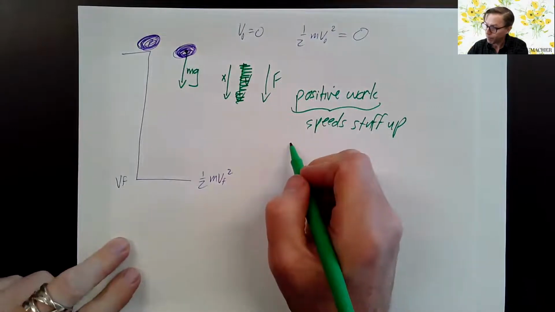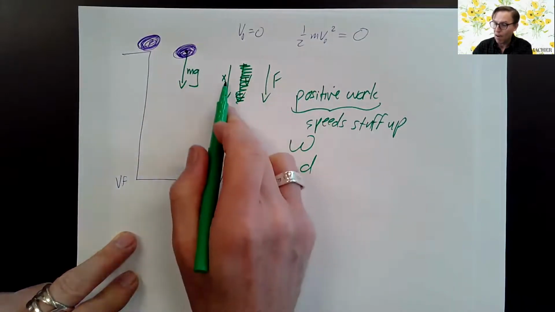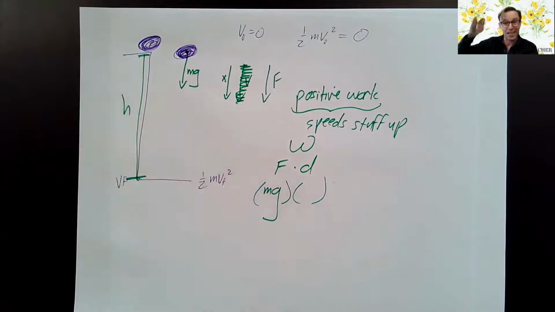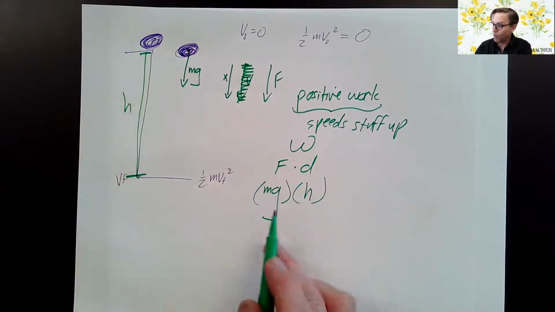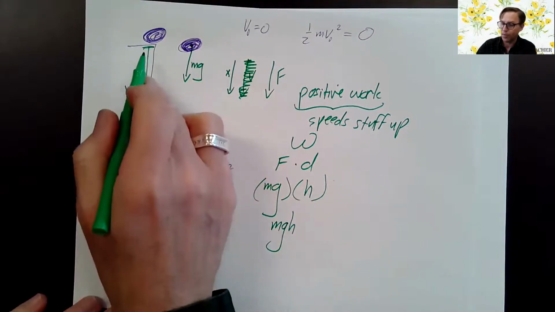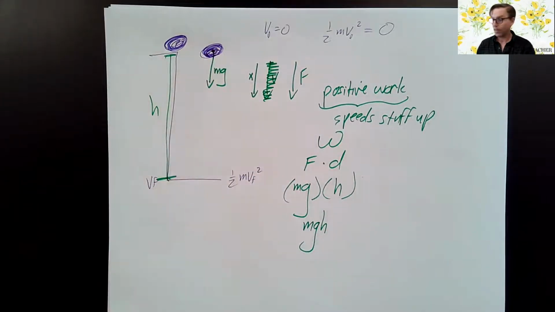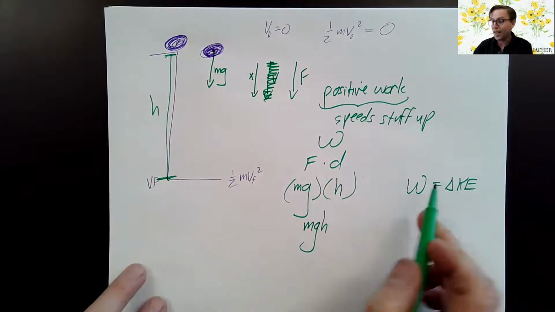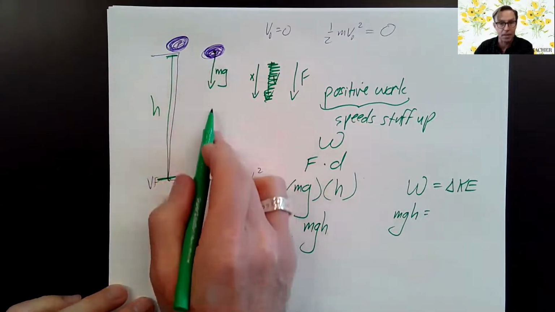Now, work is force times distance. How hard does Earth push? mg. How far does Earth push? I'm going to call this distance h to indicate that it's a height we're moving up and down. So this is how hard Earth pushes, mg. This is how far Earth pushes, h. And therefore this quantity, mgh, is how much work Earth is going to do on the ball while it falls down. So if I plug into my work energy theorem, work equals delta KE, the work that Earth is going to do on the ball is mgh.